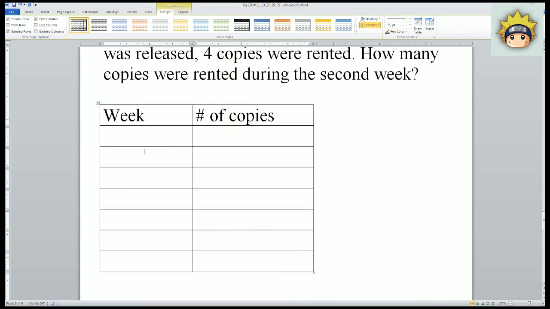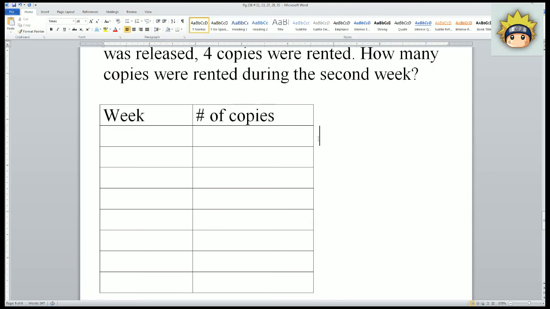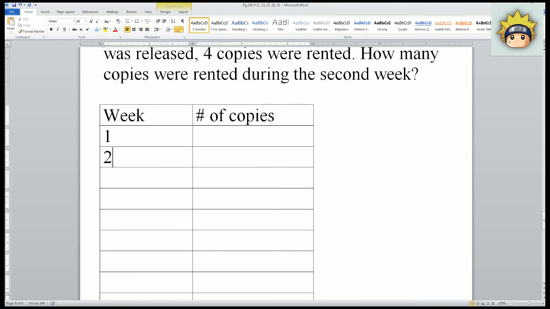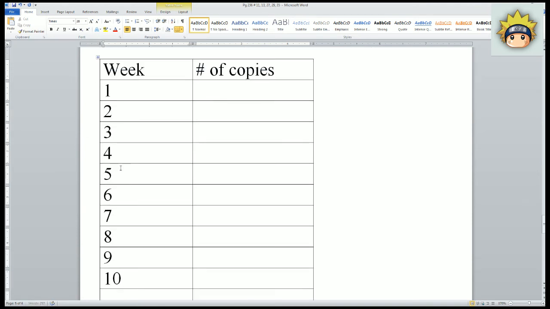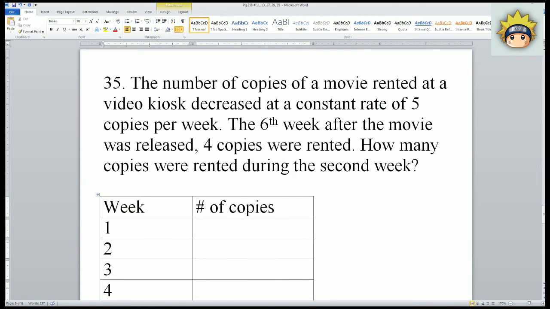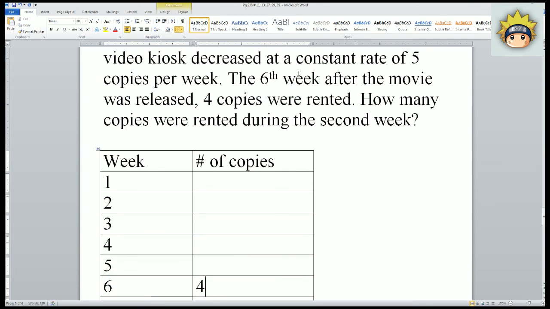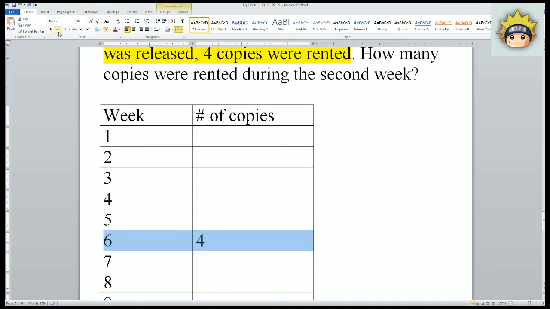Let's add some rows here. This is the 1st week, 2nd week, 3rd week, 4th week, 5th week, 6th week, 7th week, 8th week, 9th week, and 10th week. Let's just do 10 weeks. I just want to list out some weeks so I can get going. Here it says, at the 6th week after the movie was released, 4 copies were rented. So here's the 6th week, and it says 4 copies. I got that information. That is this part here.